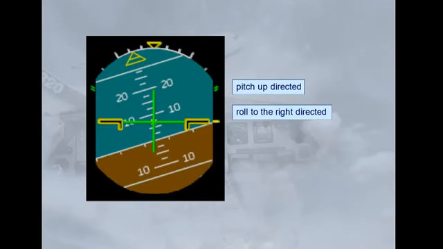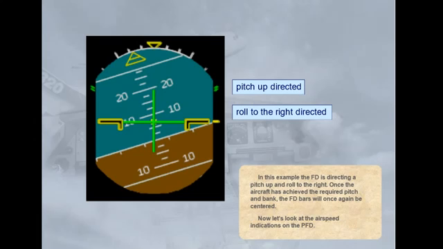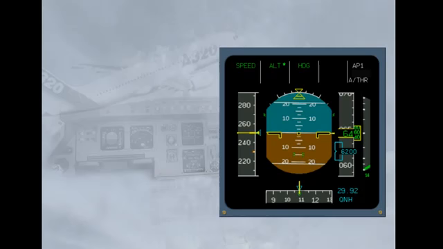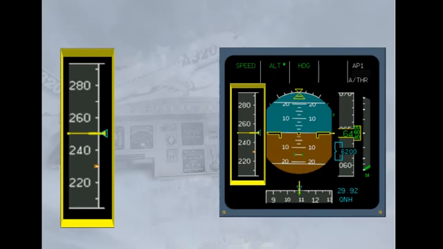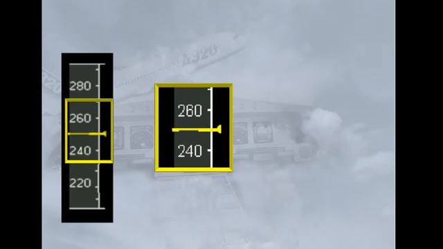Now let's look at the airspeed indications on the PFD. The speed scale moves behind a fixed yellow reference line and triangle. In the example shown, the indicated airspeed is steady at 250 knots.